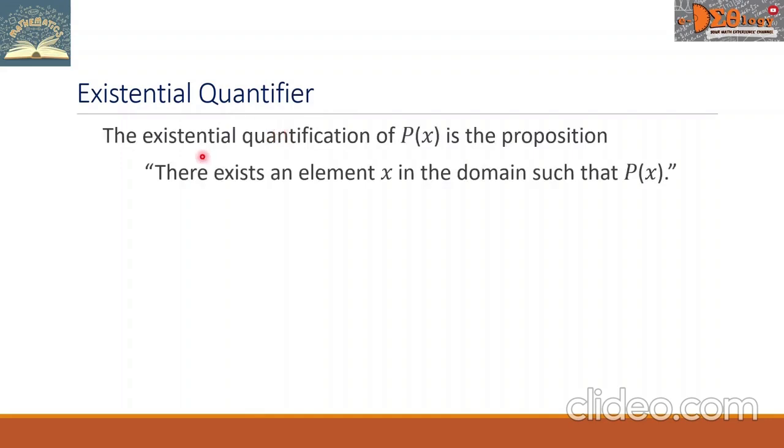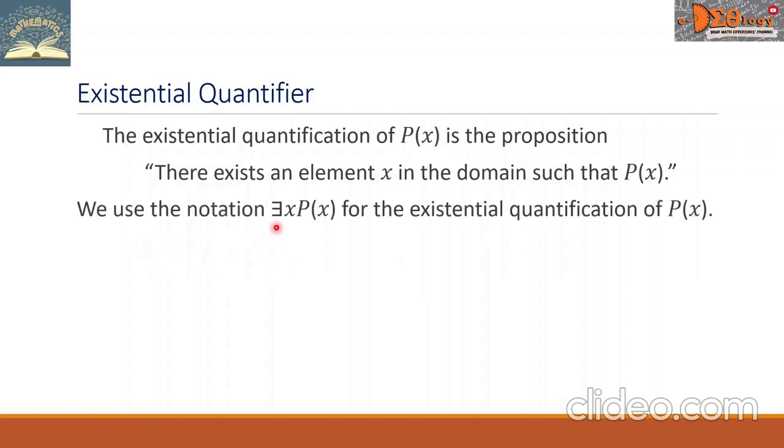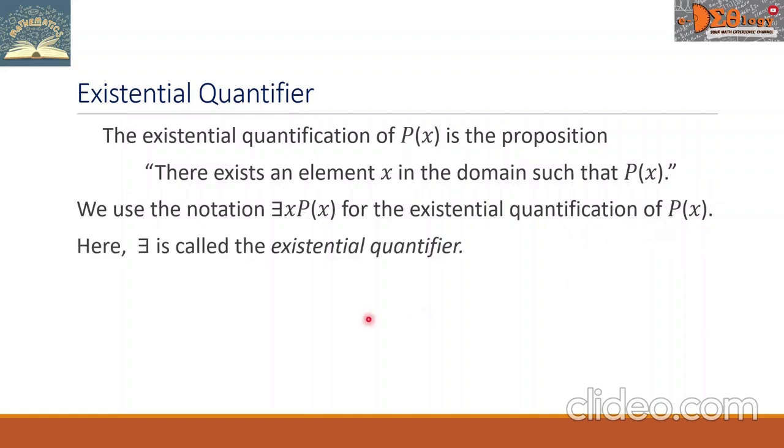Let's have now the existential quantifier. The existential quantification of p of x is the proposition there exists an element x in the domain such that p of x. We use the notation reversed e x p of x for the existential quantification of p of x. Here, the reversed e is called the existential quantifier.